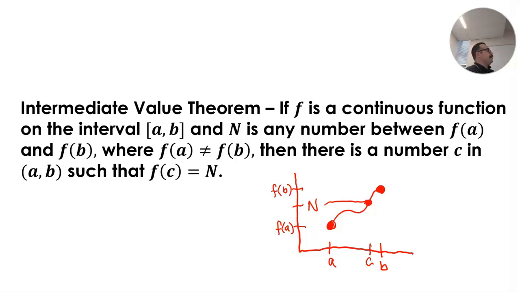But if you're going from point A to point B, all the intermediate value theorem establishes is that you have to hit every point in between those.